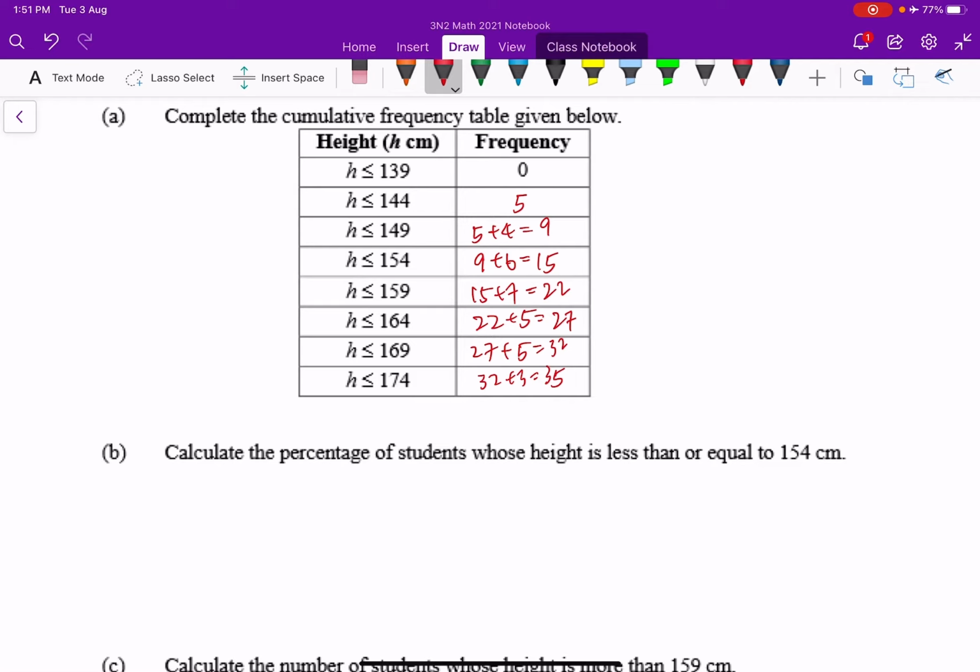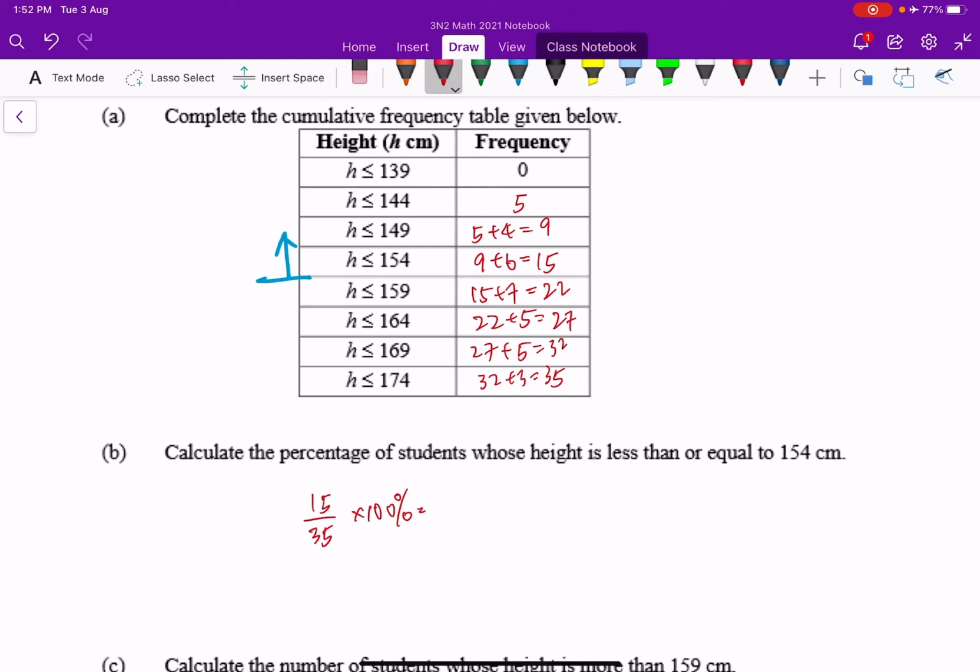Alright, so the percentage of students whose height is less than or equal to 154. So I need to look at the number 154 here. Less than or equal to means I include everything before that. Because it's very easy to use a cumulative frequency table, I don't need to go and add again because I've already done it. It's already cumulative. So I simply need to put the number 15 because it's already all added up. Divide by the total number. Then after that, multiply by 100%.